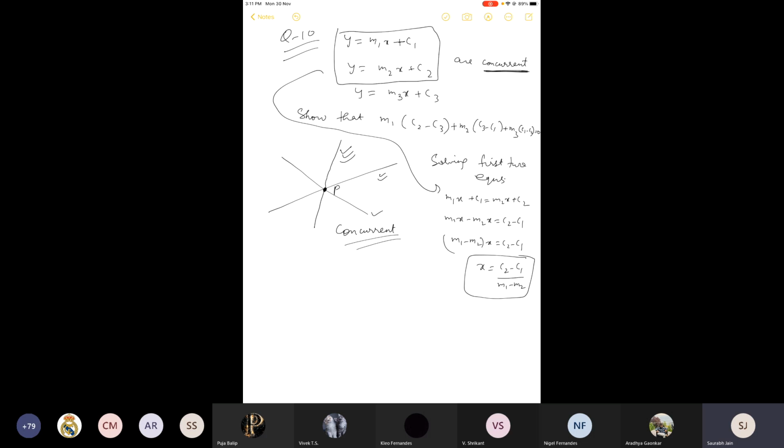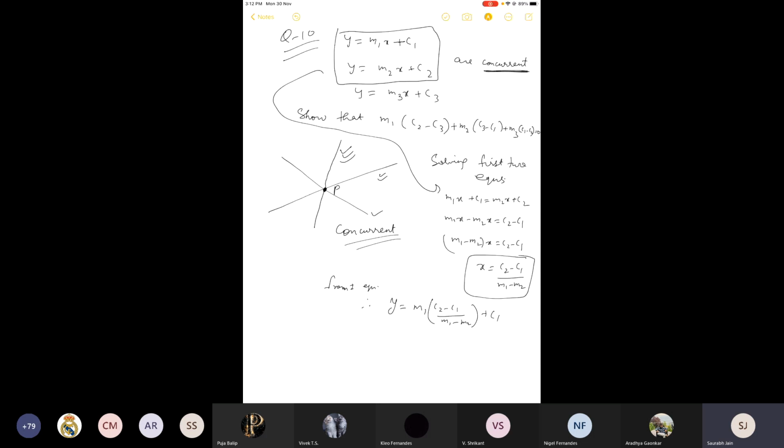Now you can take the first equation and you put this value of x in that equation. So y equals, from the first equation, y equals m1, in place of x you are going to put this value, plus c1. Let us find y also.